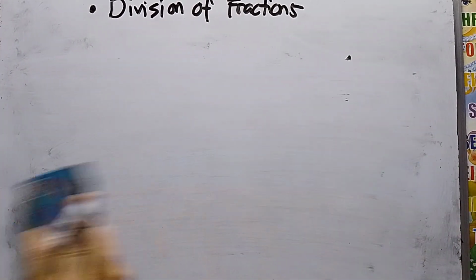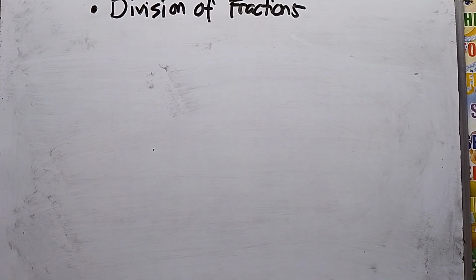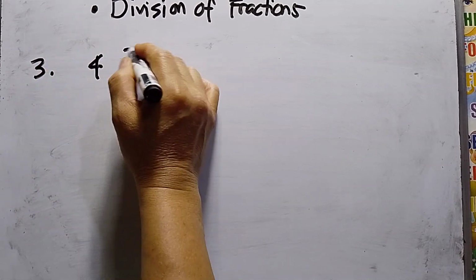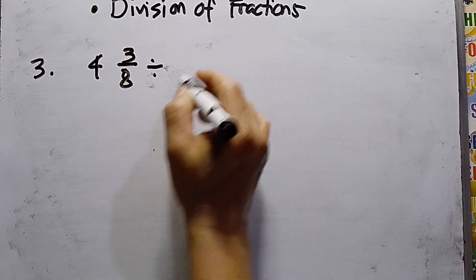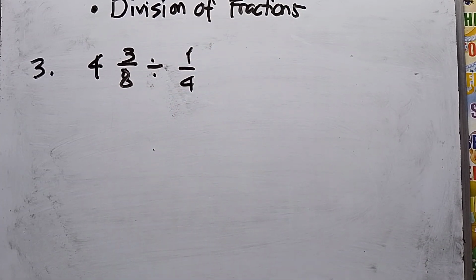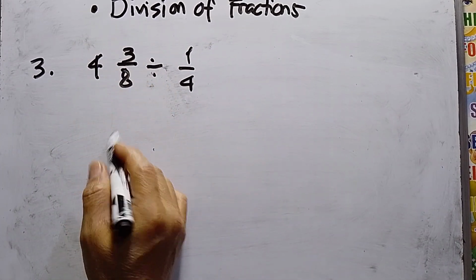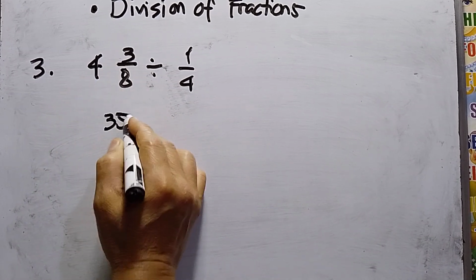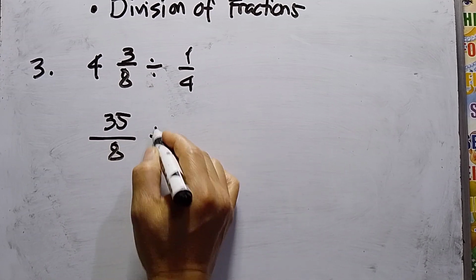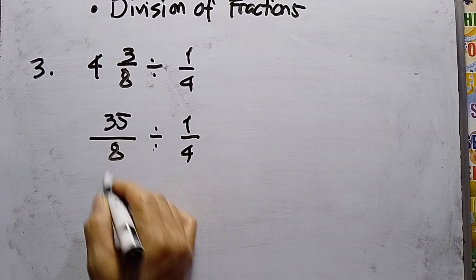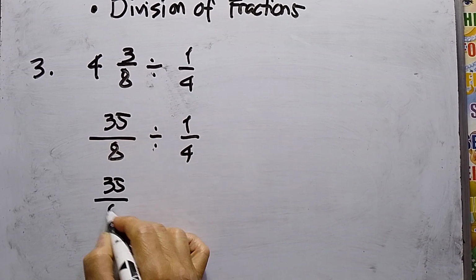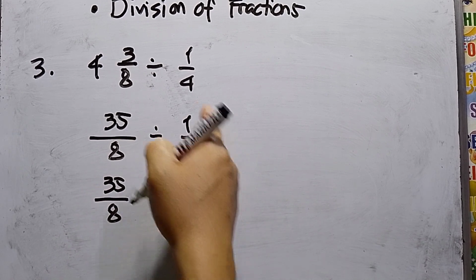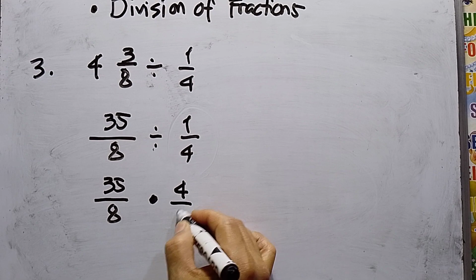Now the next, number 3. 4 and 3/8 is divided by 1/4. So simplify this one. Make this one an improper fraction. This is 8 times 4 is 32. Plus 3, 35 over 8. Then divided by 1 over 4. So copy the first fraction, 35 over 8. Then change the operation to multiplication. Upside down of 1/4 is 4 over 1.